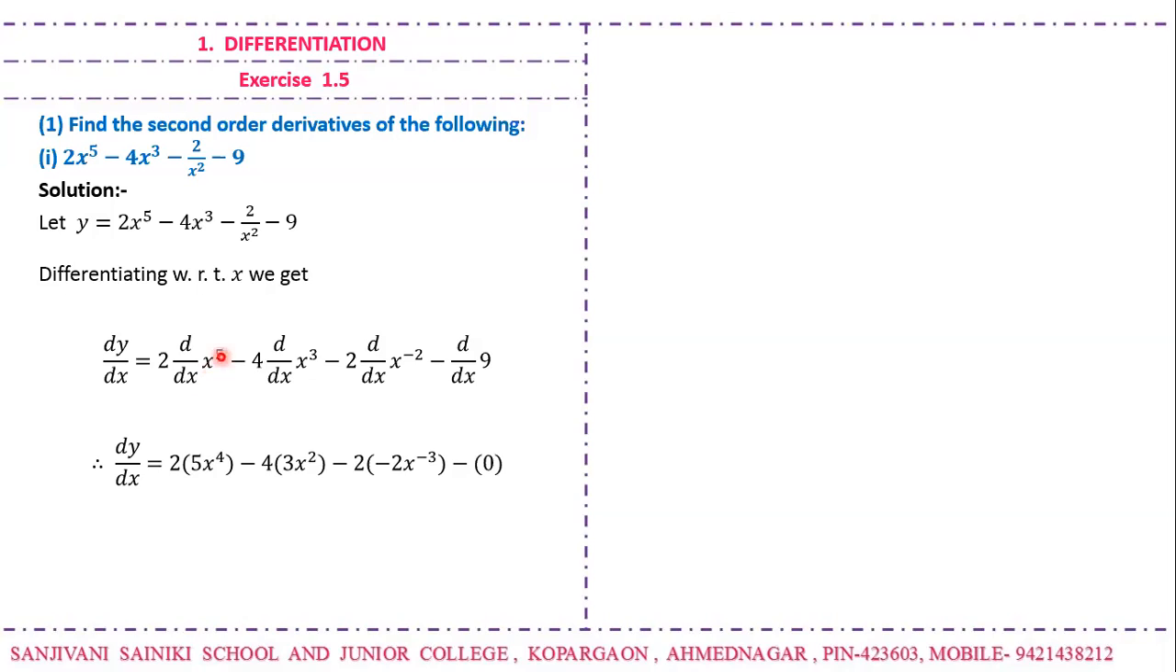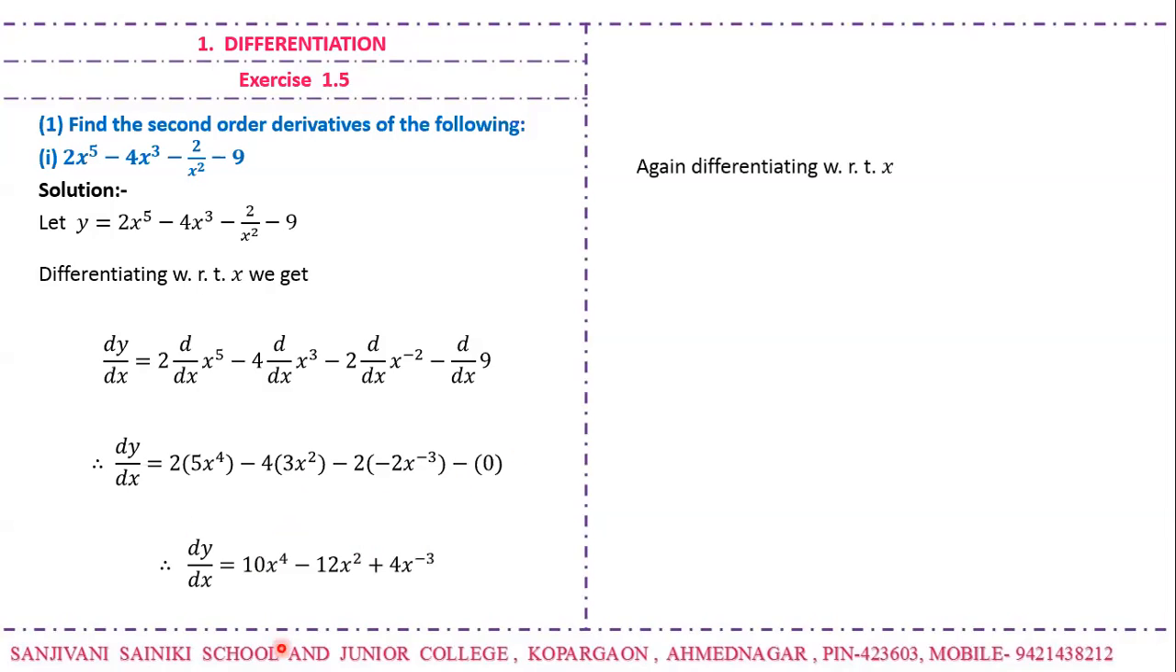Then the derivative of x raised to 5 is 5x raised to 4. Derivative of x cube is 3x square. Derivative of x raised to minus 2 is minus 2x raised to minus 3. So the derivative we got is dy by dx is equal to 10x raised to 4 minus 12x square plus 4x raised to minus 3.